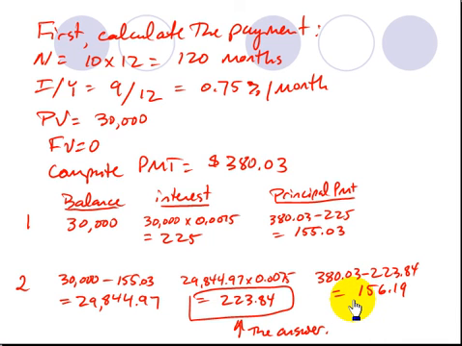And although we don't have it here on the sheet in front of you, the balance of the loan at the end of the second month, or the beginning of the third month, is going to be this $29,844.97 minus the principal payment that you make, $156.19. So $29,844.97 minus $156.19 will be what goes here for the third period, which is the beginning of the third month.